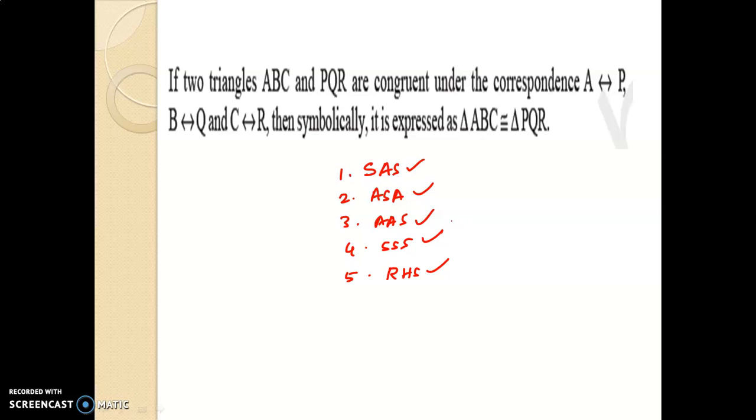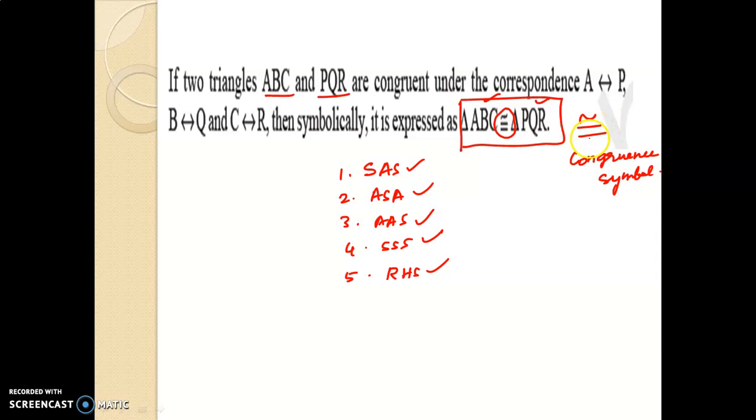If two triangles satisfy any one of these 5 criteria, then we can say that the two triangles are congruent to each other. And look here, if the two triangles ABC and PQR are congruent to each other under the correspondence, we can write it in notation like this. This is nothing but the congruence symbol. Two triangles are congruent to each other, means you can put the symbol between the two triangles like this.